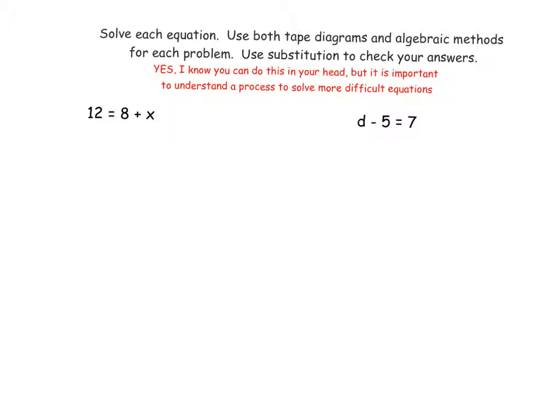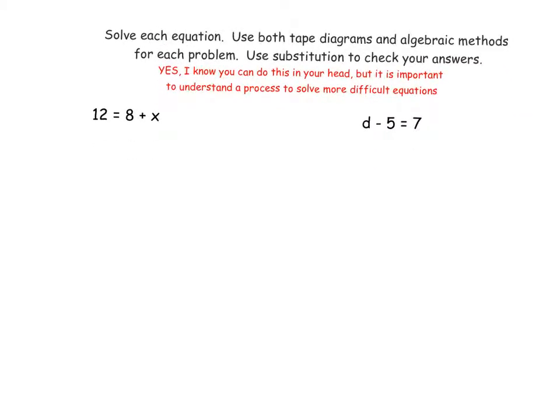All right. For this page, I would like you to pause and try to do 12 equals 8 plus x on your own using tape diagram and the algebraic method, and then come back and check your work, and then we will do the subtraction one together.